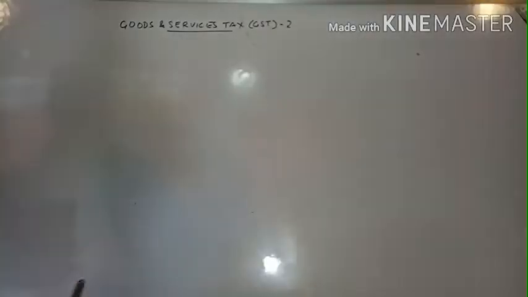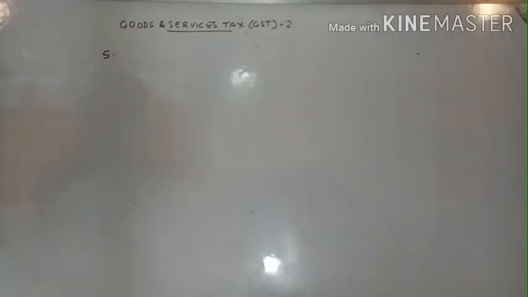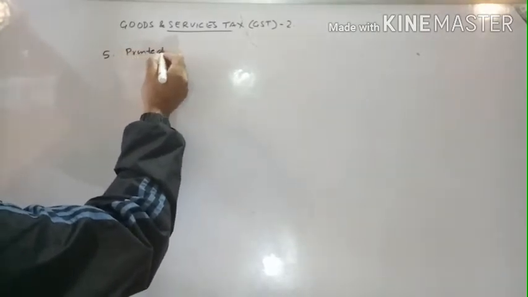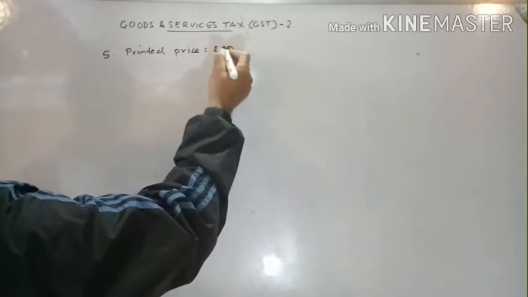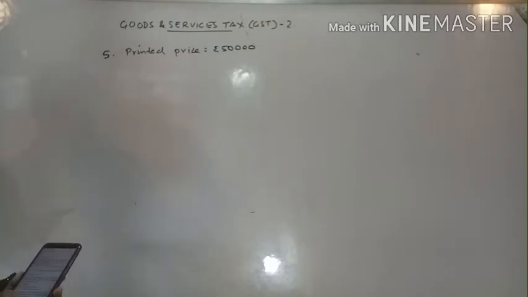So the next question is, let's take question number 5, the "you try" question. The printed price of an article is 50,000. So printed price equals rupees 50,000. Okay, then wholesale discount, that is okay.